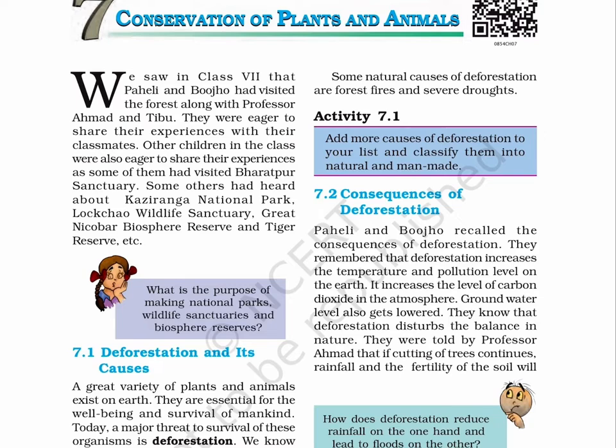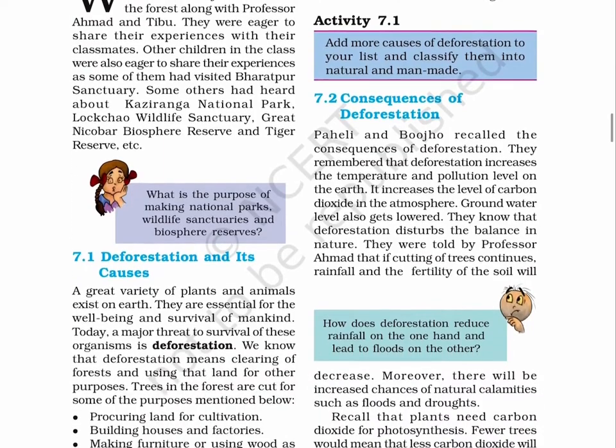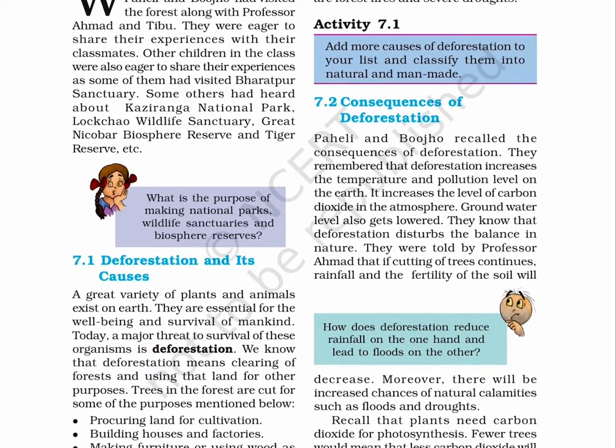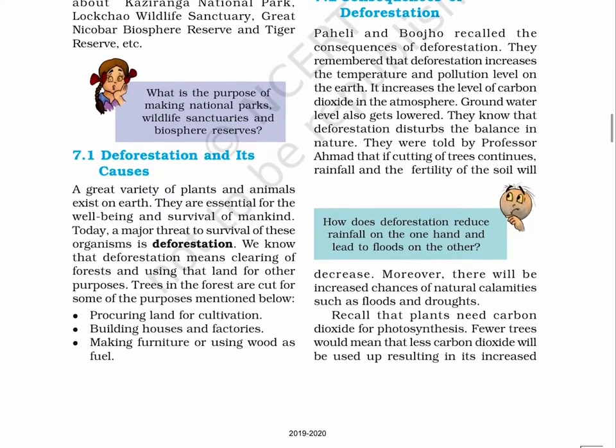7.2 Consequences of deforestation. Paheli and Bujho recalled the consequences of deforestation. They remembered that deforestation increases the temperature and pollution level on the earth. It increases the level of carbon dioxide in the atmosphere. Groundwater level also gets lowered. They know that deforestation disturbs the balance in nature.